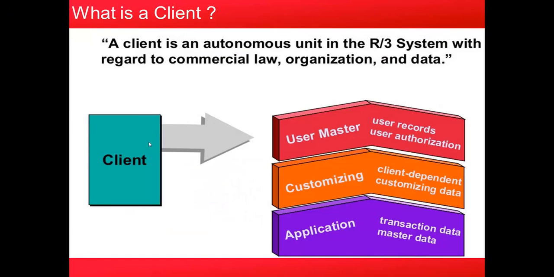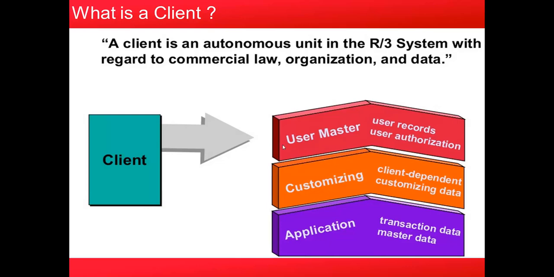You can see that this is your client, which has its own master data. That is, it has its own user authorization records. It has its own set of security. Then the customization, that is client dependent customizing data, which is specific to this client only. And the third main thing in this client concept is the application, which has the transaction data and the master data. So these are the three main building blocks of a client.